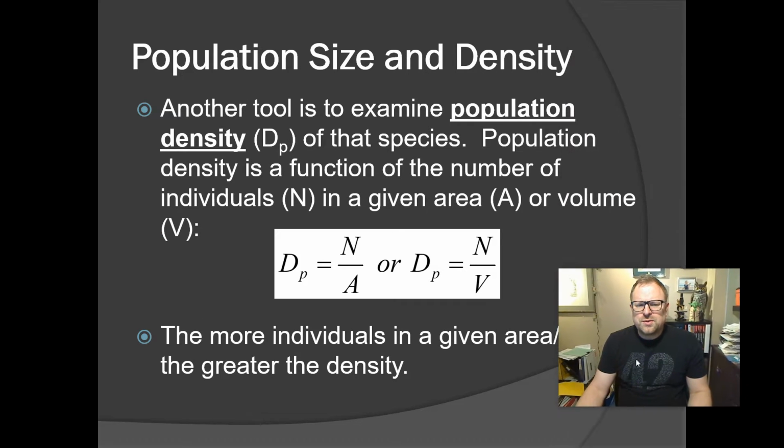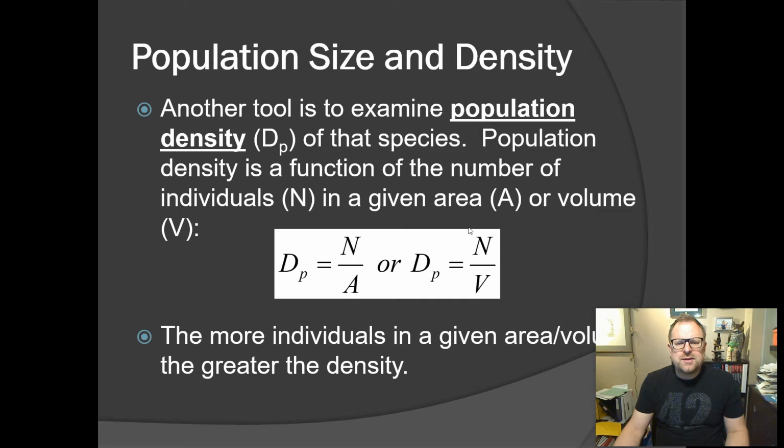Another tool that we can use along with population size is something called population density, which I just mentioned. Population density is the same as when you think of what we did when we calculated density back in grade 7 or grade 8. This is the same kind of idea, except in this case, we're talking about individuals in a given area or volume. So N in this case indicates number of individuals, and A indicates area, or V, which is volume. So density of a population is number of individuals over the given area or volume that we're dealing with.